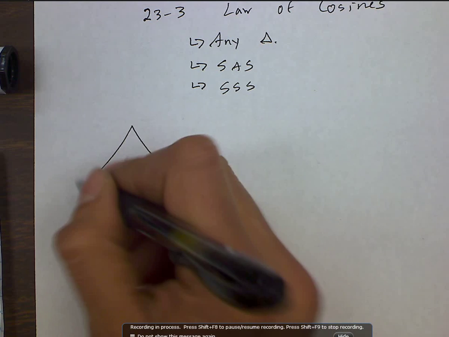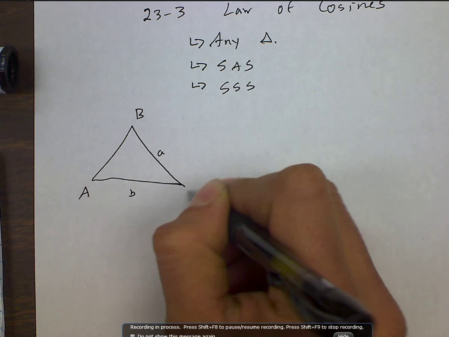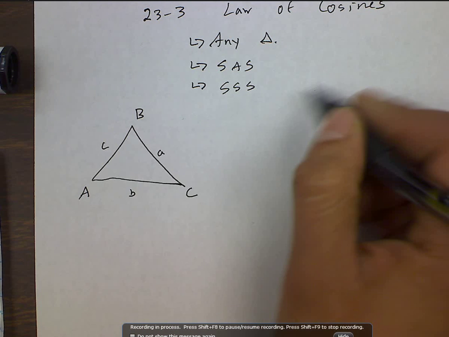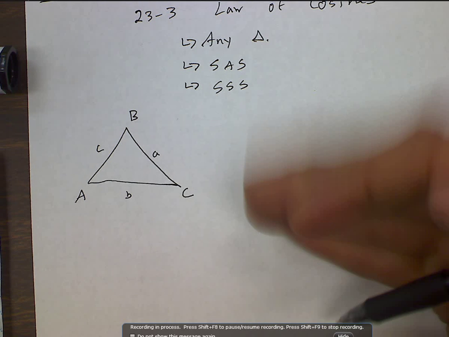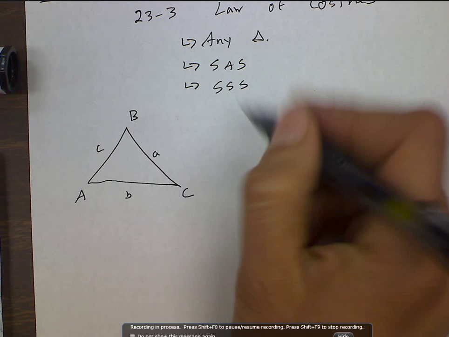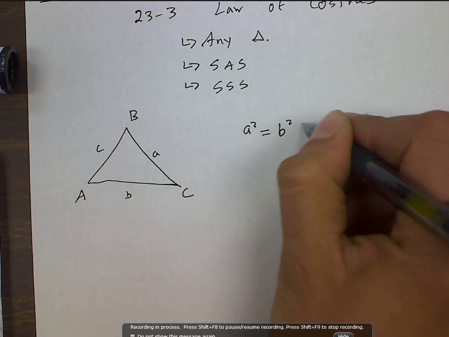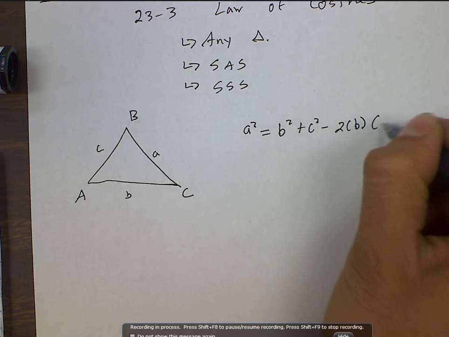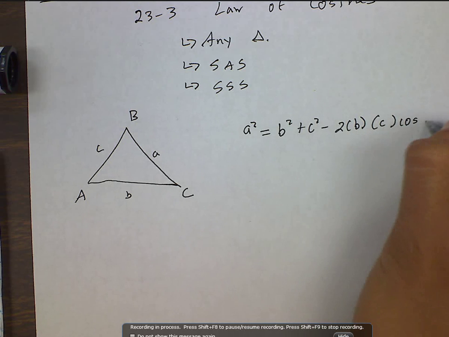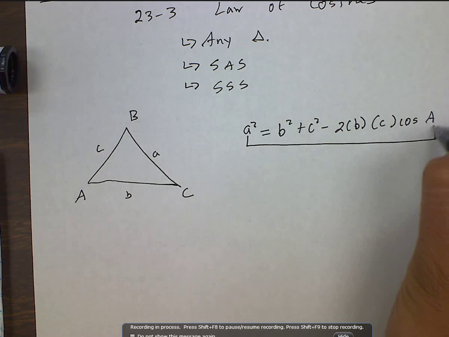So we have A, B, and C. Depending on what you're finding, I'm going to write three different ones, but in reality it's the same thing. All you have to do is change things around. So you do A squared is equal to B squared plus C squared minus 2 times B times C times the cosine of A. Notice that the side A has to match with the angle that is across from it.